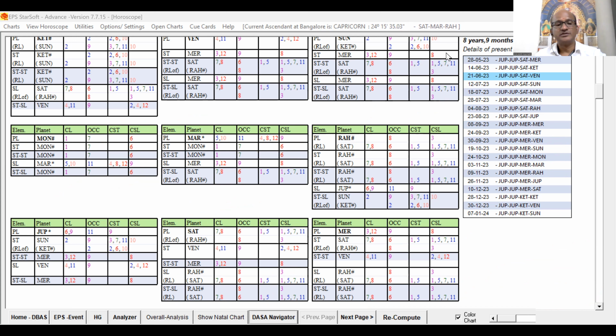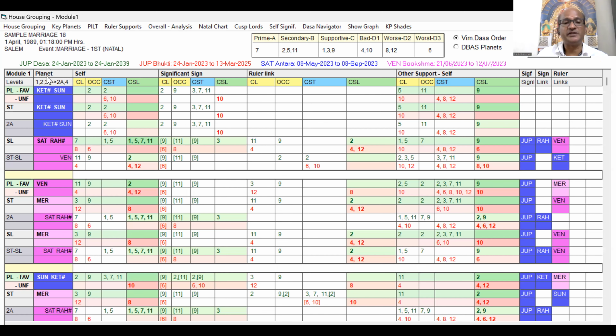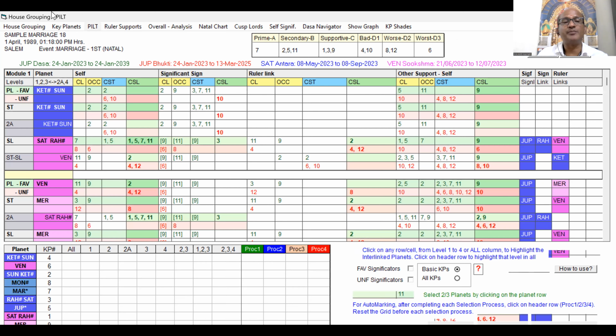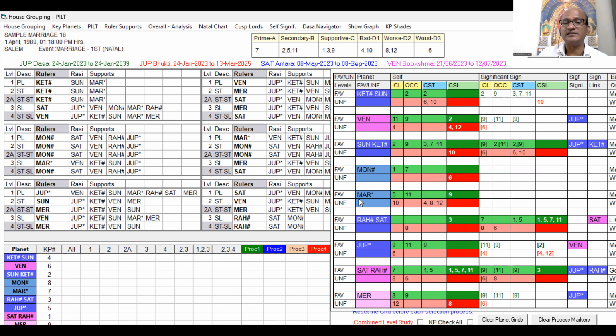Thank you, sir. Yes. I'll explain with one more table in the EPS software. You can see now the house grouping table we have got. I will explain through the filter table. We have got one filter table. What is the filter table? Planetary interlink theory. It means how the planets are connected to each other, we can easily check in a single sheet in this table. You can see, just right click on this page, you'll get the key planets.